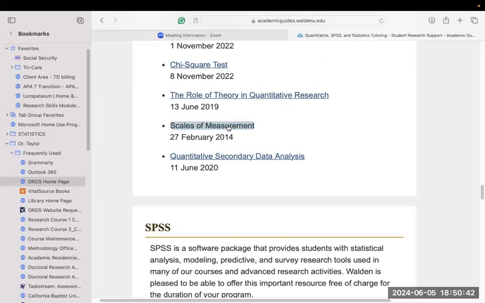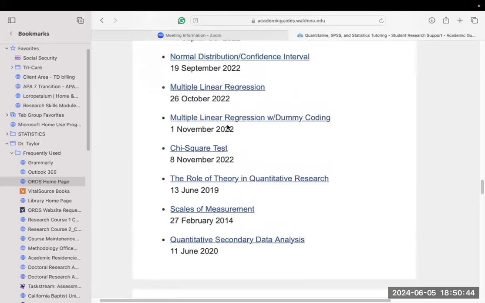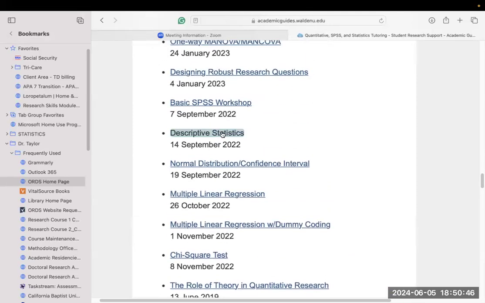Scales of measurement. Descriptive statistics coming next week. If you cannot attend the session next week live, click on this link. This will take you to the recorded session, okay?